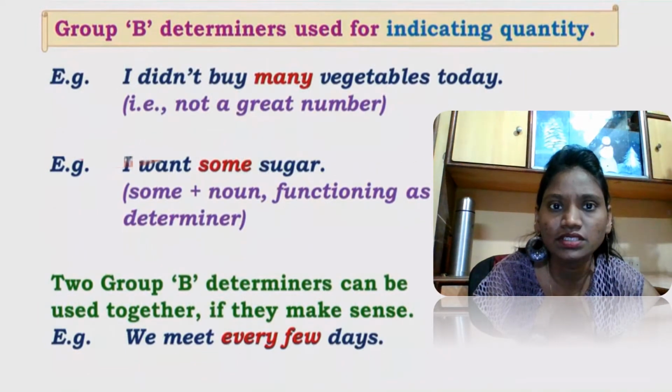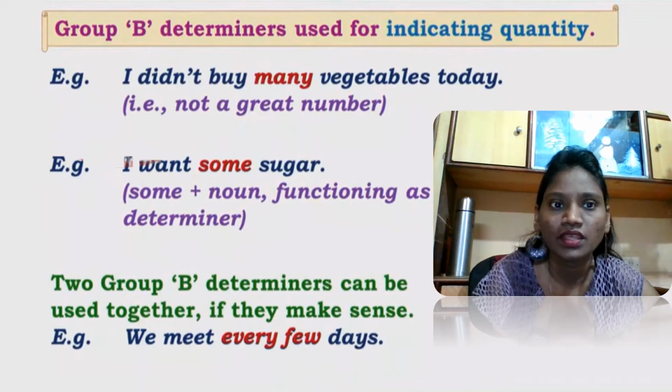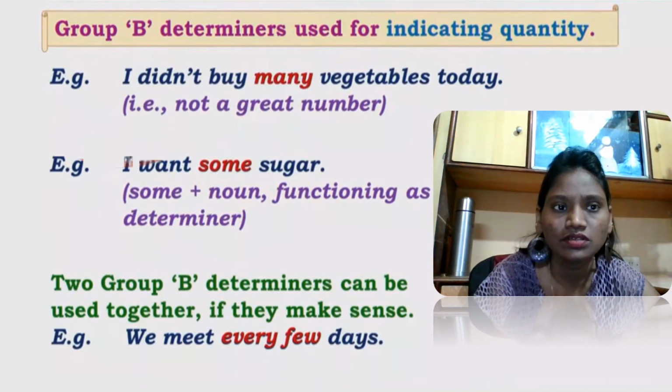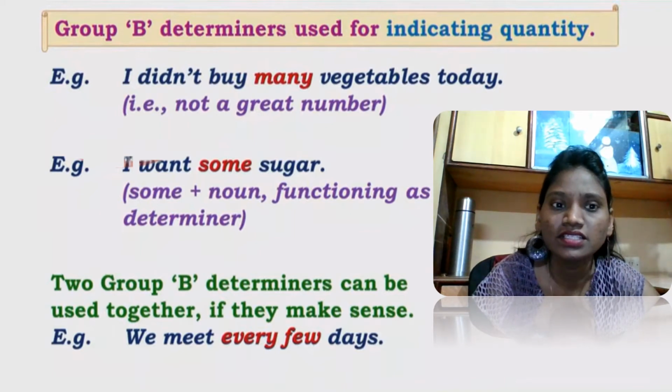Group B, determiners used for indicating quantity. Example: I didn't buy many vegetables today. Here, many is not a great number. Next example: I want some sugar. Some plus noun is functioning as determiner.